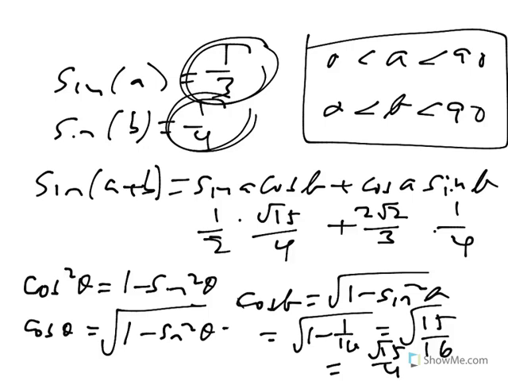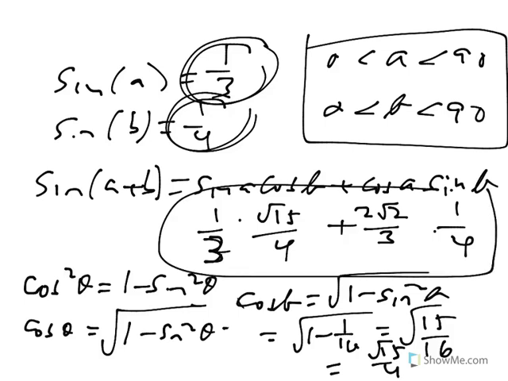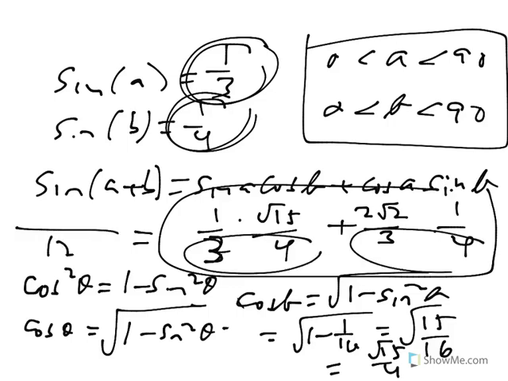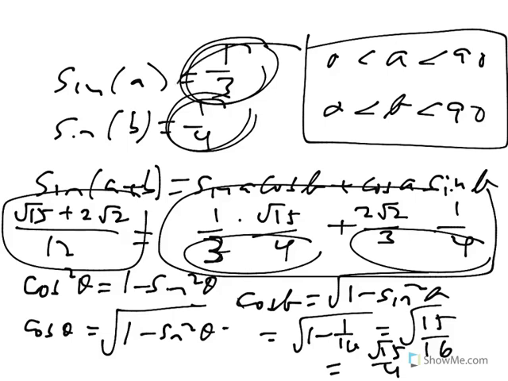I notice I wrote a half here. I was supposed to write 1/3. Here's our answer. If we simplify that a bit, I'll just do it over here. I get a common denominator of 12, and the numerator is radical 15 plus 2 root 2. So that's a sort of popular question where some people just add together the 1/3 plus 1/4 and don't get the correct answer.